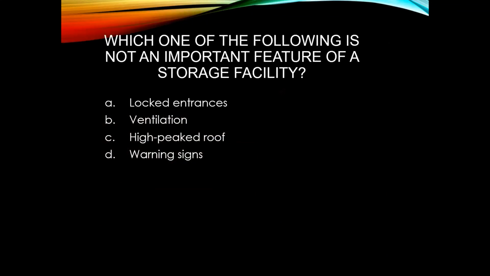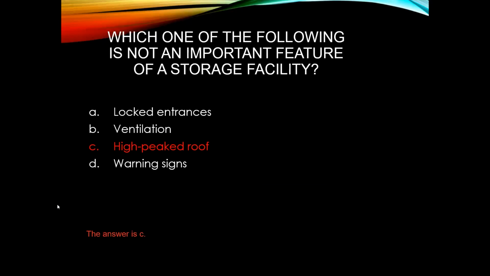All right, let's see how many of y'all have been paying attention. If you want to click in on chat, a little quiz here: which one of the following is not an important feature of a storage facility? Is it A, locked entrances, B, ventilation, C, high peaked roof, or D, warning signs? C is the correct answer, high peaked roof.